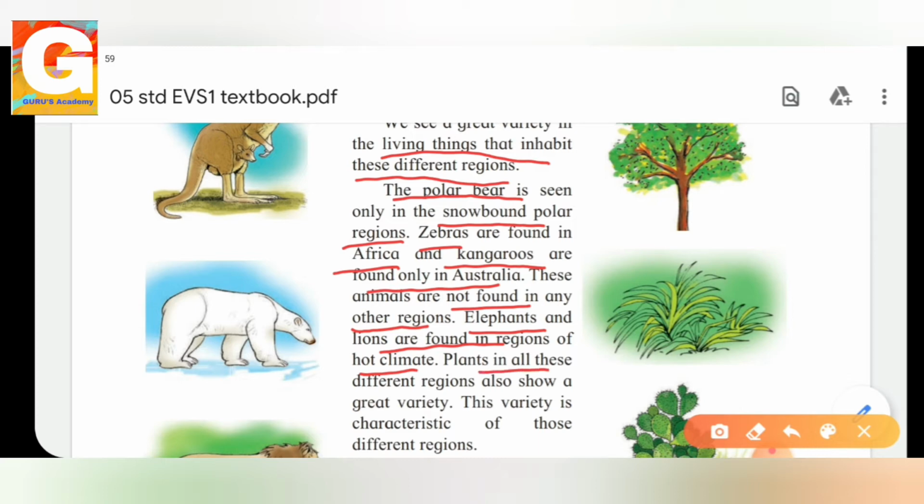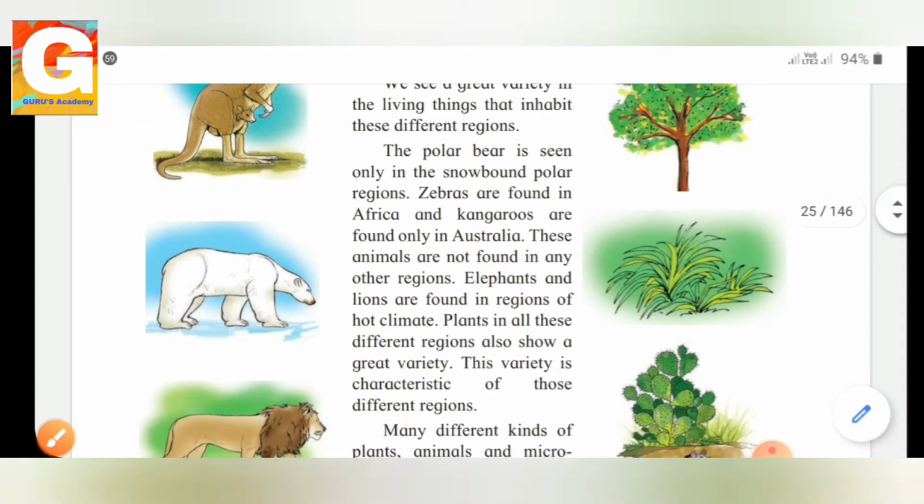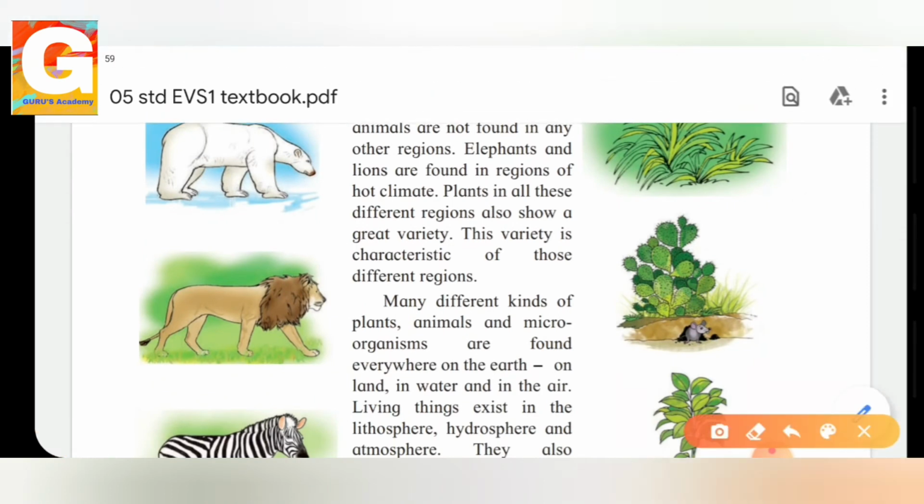And plants in all these different regions also show a great variety. Yes, as we have different kinds of animals which can survive in these different regions, similarly, there are also plants. Plants are also living things, isn't it? As we have seen, not only humans are living things, but plants, animals and birds too. So in plants also there are different types of plants. In all the different regions, they show a great variety, and this variety is characteristic of those different regions.